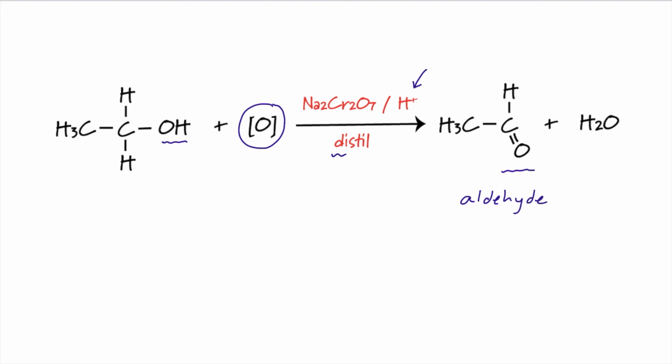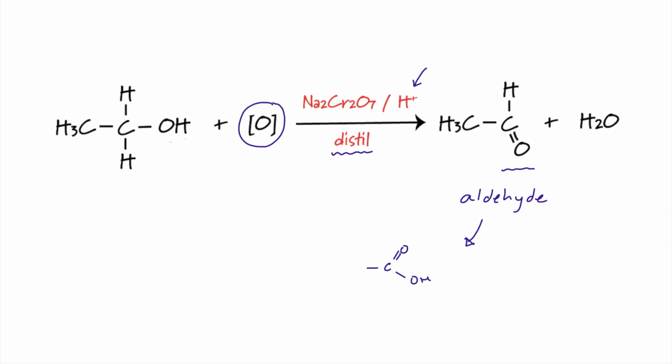Now we need to heat our reaction gently and distill off the product as it's formed, because otherwise our aldehyde would be further oxidized to form a carboxylic acid, and that's not what we're after. Note that during this reaction we are going to lose the hydrogen from the hydroxyl group, but we're also going to break the carbon-hydrogen bond.